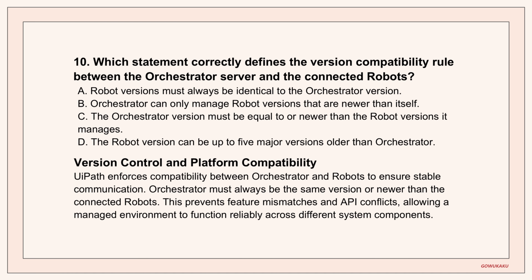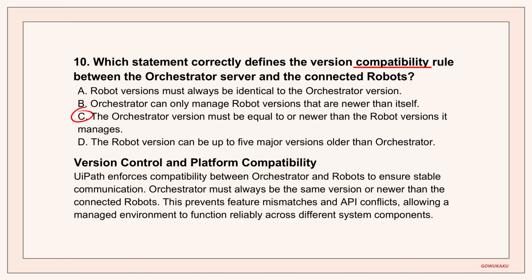Okay, our final core rule. This one deals with versioning, another thing that can cause really unexpected downtime if you get it wrong. What's the fundamental non-negotiable rule about compatibility between the orchestrator server version and the versions of the robots connecting to it? The rule is crystal clear, thankfully. The orchestrator version must be equal to or newer than the robot versions it manages.